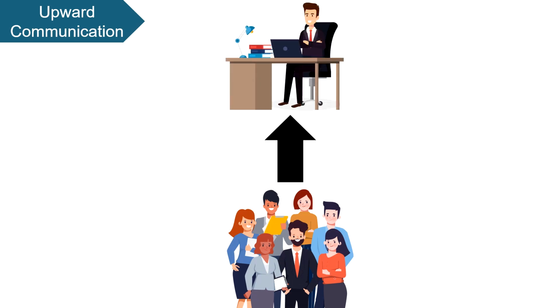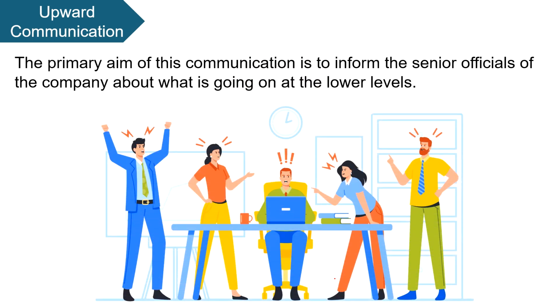Moving on to upward communication. Upward communication flows from the bottom to the top, that is, from the lower hierarchical level to the higher one. The primary aim of this communication is to inform the senior officials of the company about what is going on at the lower levels. It is used to send information, suggestions, make complaints and grievances of the lower level workers to the managers. It is also known as upstream communication.